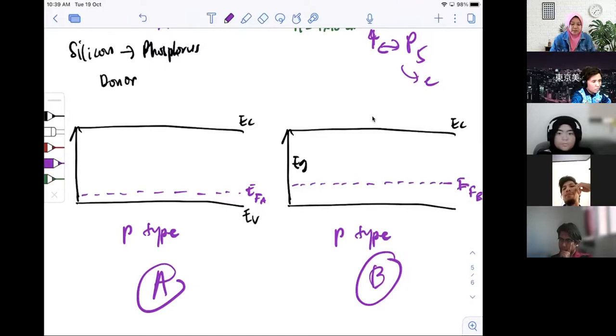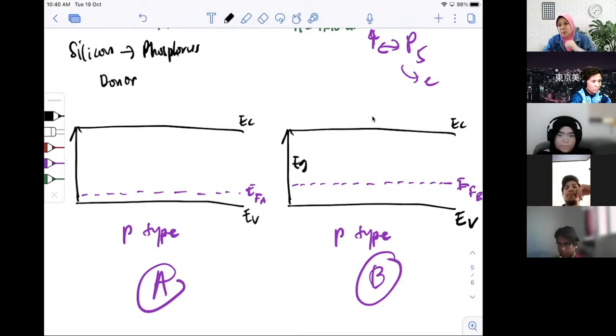Okay, what's the difference between material A and B? Lower concentration of dopant. Which one has a lower concentration? B. Why? Because the Fermi level is much closer to intrinsic punya. Or you say Fermi level is further away from the valence band, right? Okay, because the reference is always the band.